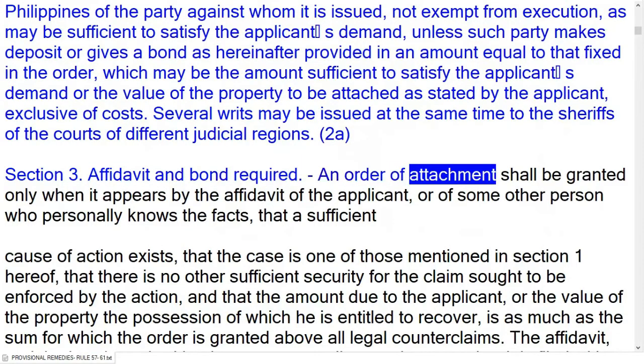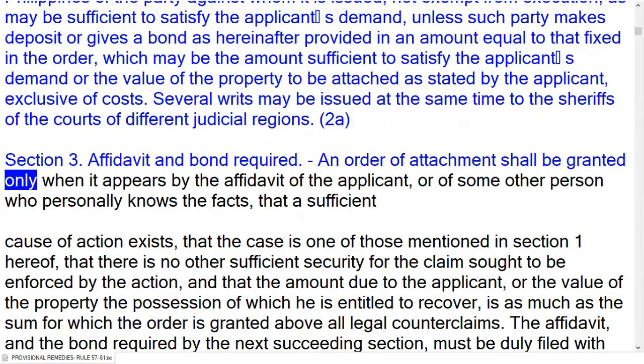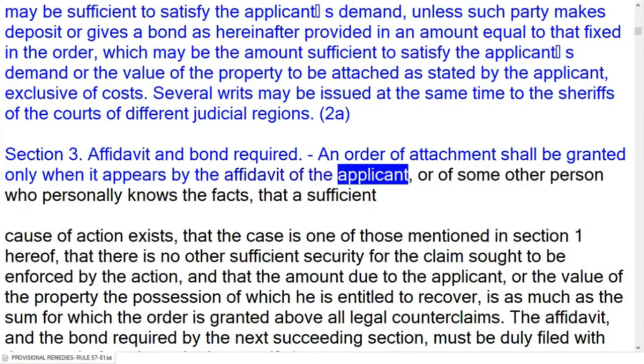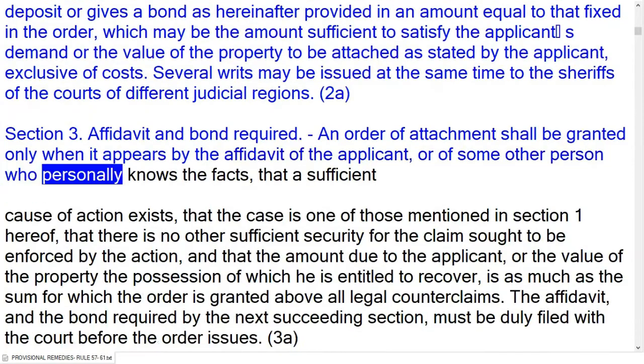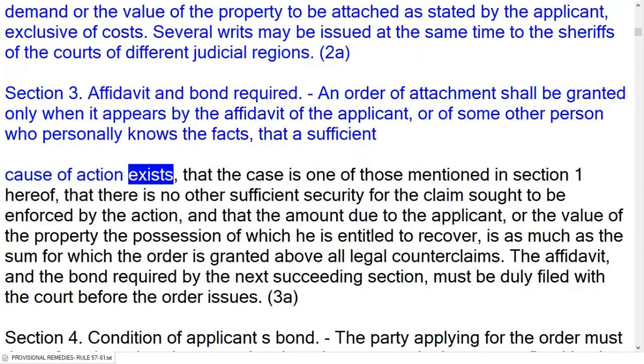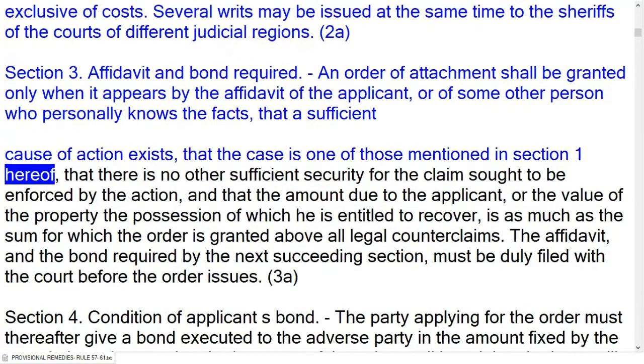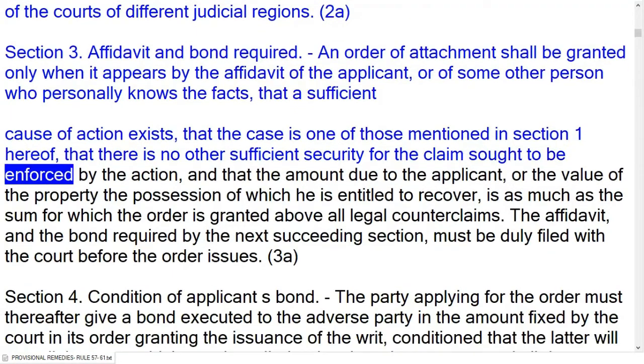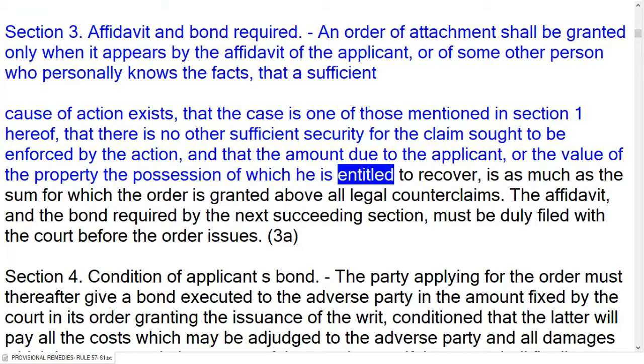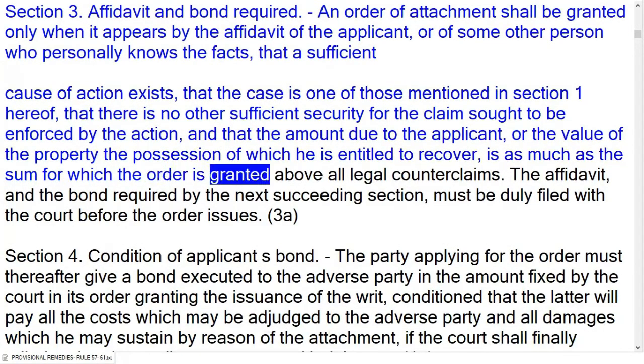An order of attachment shall be granted only when it appears by the affidavit of the applicant, or of some other person who personally knows the facts, that a sufficient cause of action exists, that the case is one of those mentioned in Section 1 hereof, that there is no other sufficient security for the claim sought to be enforced by the action, and that the amount due to the applicant, or the value of the property the possession of which he is entitled to recover, is as much as the sum for which the order is granted above all legal counterclaims.